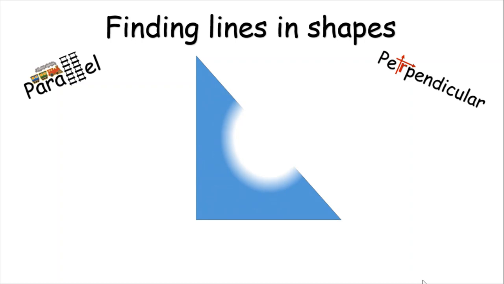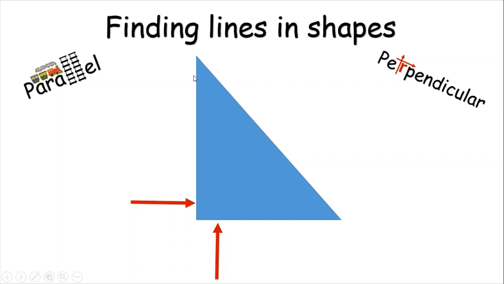Okay, so here is a triangle. Do you know what type of triangle it is? It's a right angle triangle, because if we look in the bottom left corner, we've got a right angle. So this is a right angle triangle. Now, if we look at these two sides, the sides of the shape that are being pointed to by the red arrows, are those sides of the shape parallel to each other or perpendicular to each other? So if you compare the two sides of that shape that we're pointing to, are they parallel to each other, parallel choo-choo, or perpendicular?